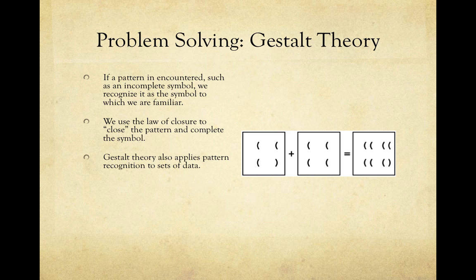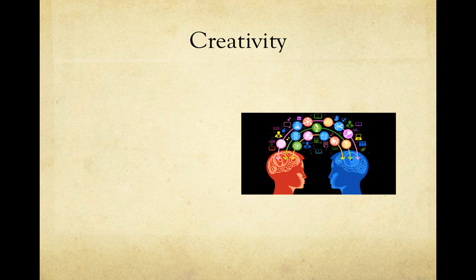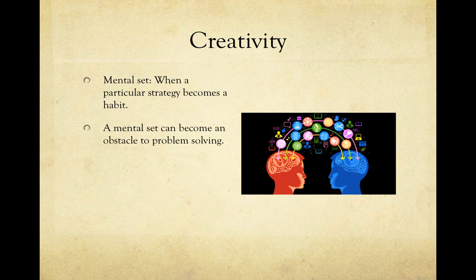Gestalt theory also applies pattern recognition to sets of data. Gestalt theory suggests that problem solving draws on previous experiences or the restructuring of the problem. Creativity. A mental set is when a particular strategy becomes a habit. We all have mental sets that we develop to get through life, like tying our shoes, things that we do without much thought. A mental set can become an obstacle to problem solving, however.